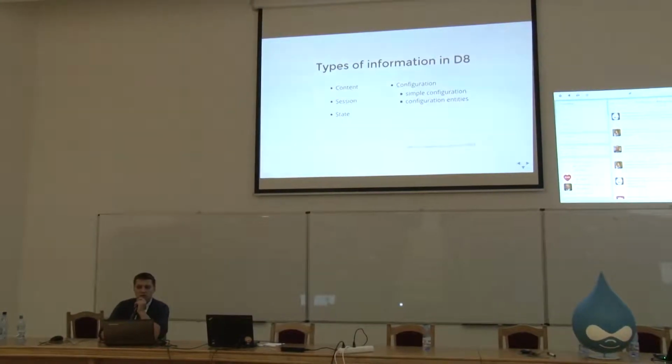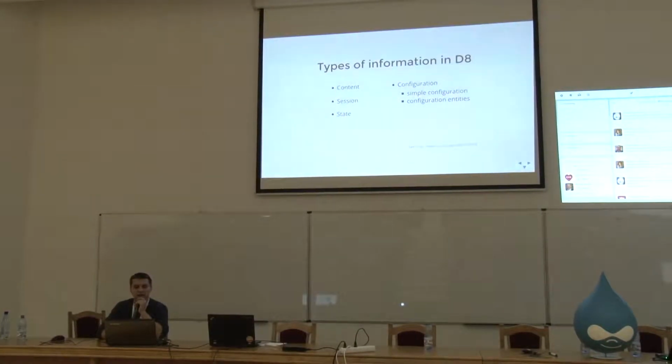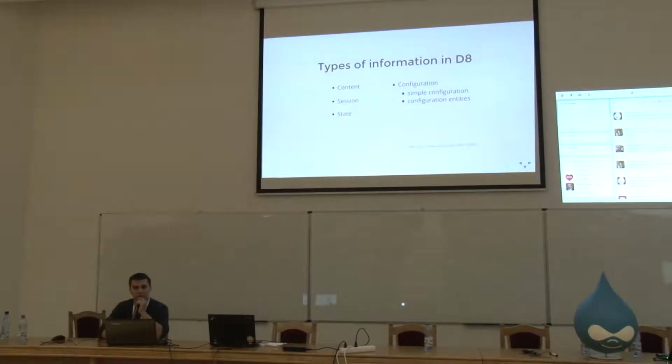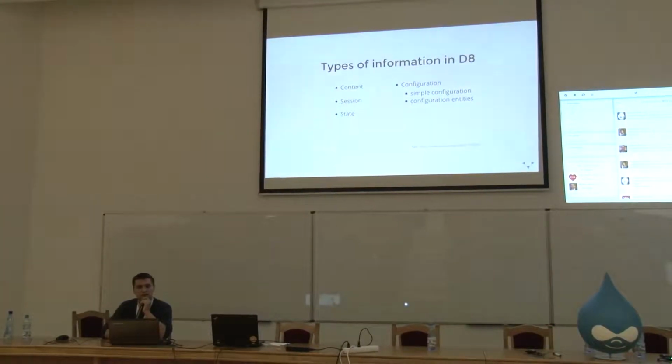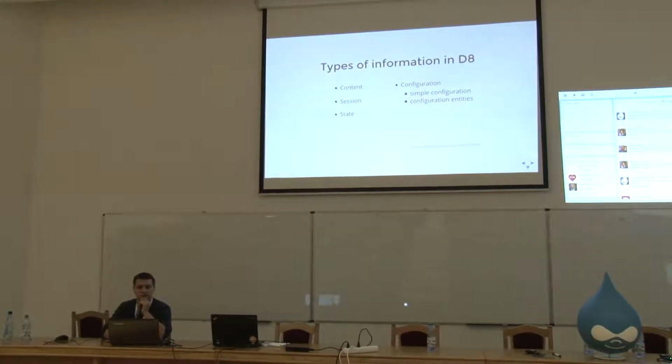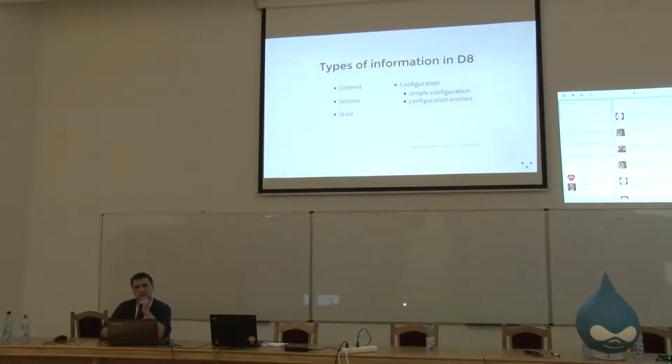Okay. So Drupal 8 defines really clearly the types of information. We have content, we have session, we have state, and we have configuration. I will not cover the content, session, and state part, but the content is really something like what we had in Drupal 7. You already saw Daniel's presentation about the entities. The session and state are really near. Session is a kind of state information, but specialized for user information.